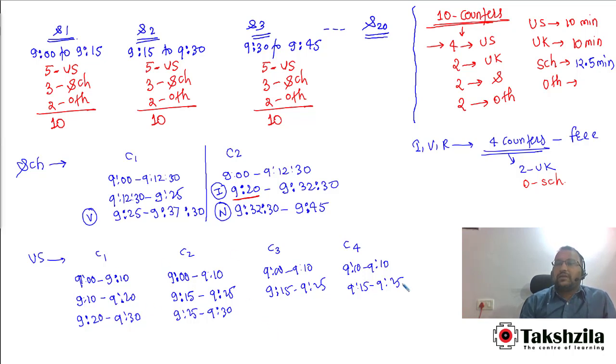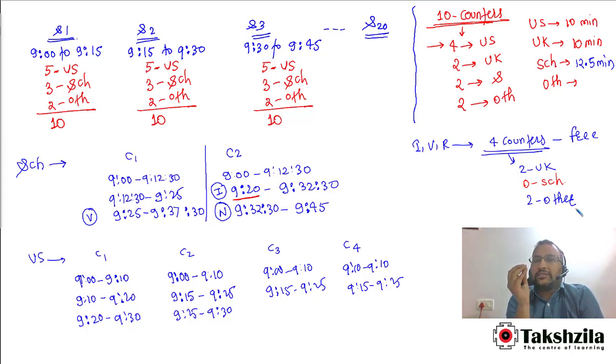Is there any counter free at 9:20? C1 no, C2 no, C3 no, C4 no. No counter of US is free at 9:20. So the remaining two counters are of the others category. So from this, what can we conclude? Let's have a look. In one of the statements, it was mentioned that except Ira, Vijay and N, all other candidates came on time.